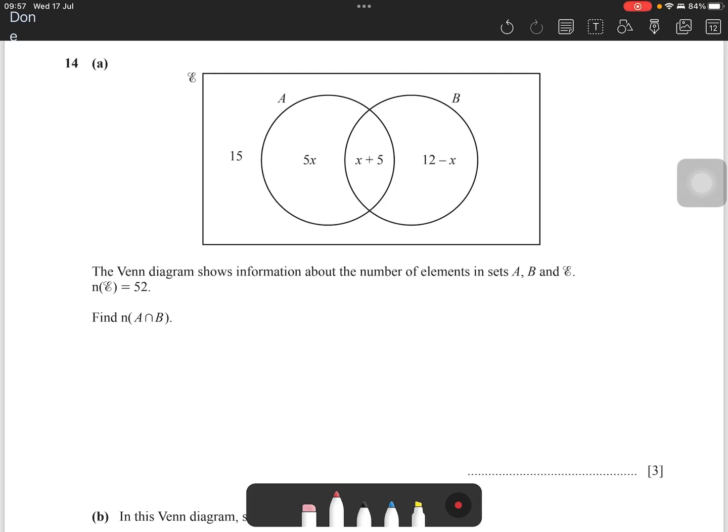Question 14 A. The Venn diagram shows the information about the number of elements in sets A, B, and the universal set. The number of elements in the universal set is 52. So, based on this information, we know that 15 plus 5x plus x plus 5 plus 12 minus x is the total number of elements, and it is equal to 52.